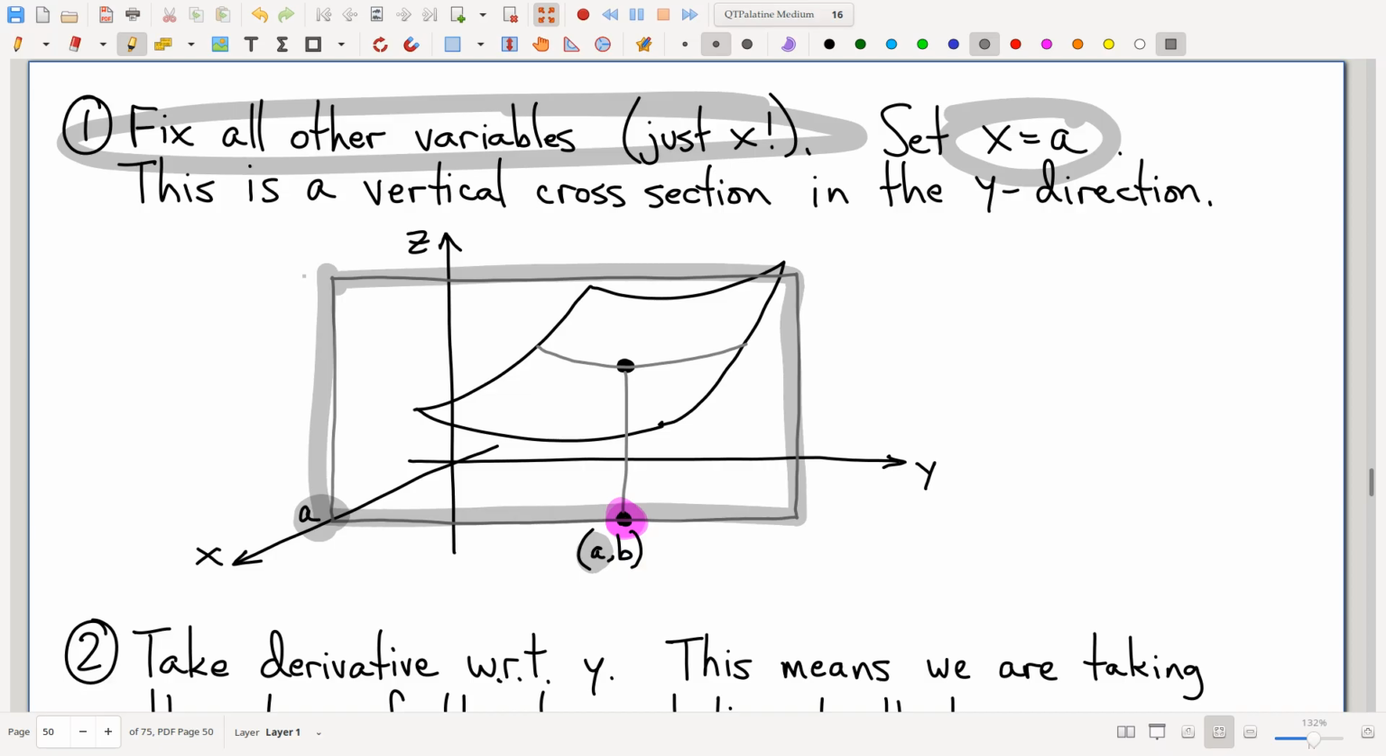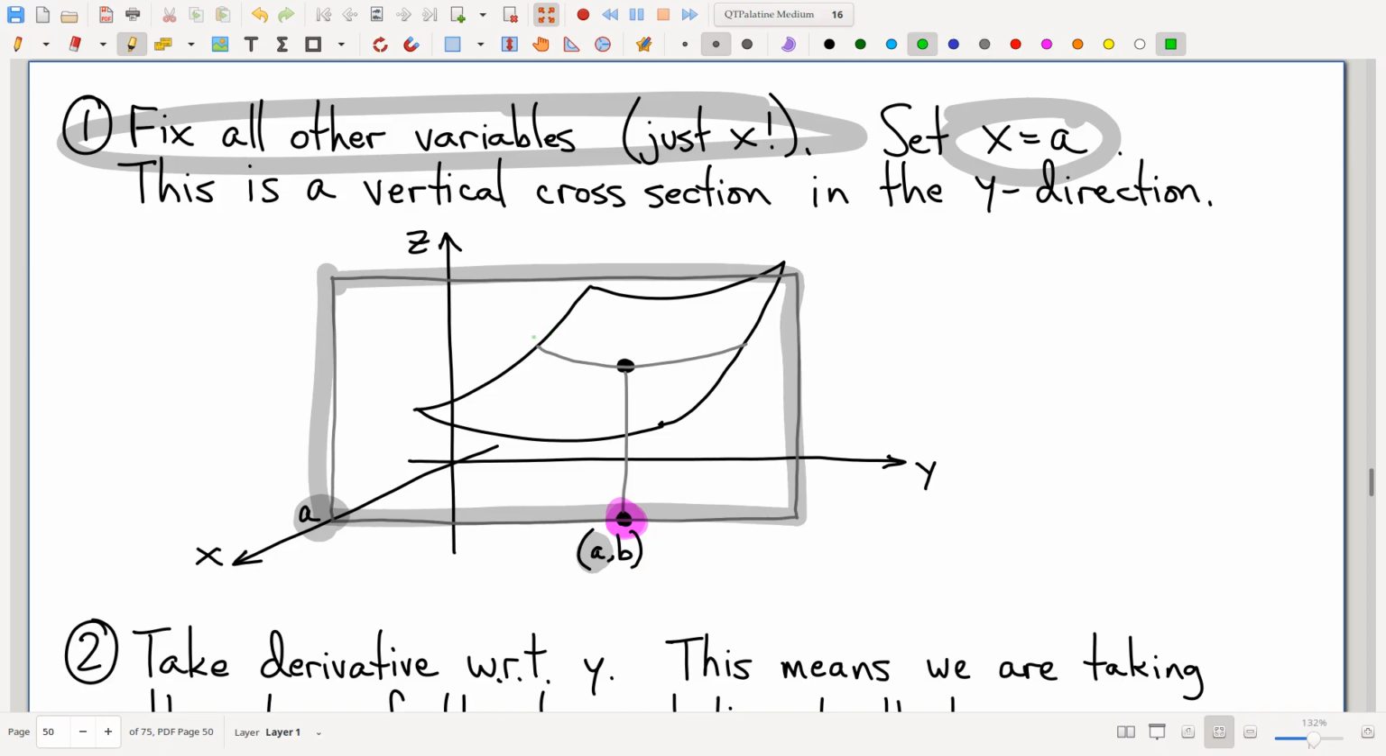The very first step is we're taking our graph, again, context of graphs, we're taking a vertical cross-section representing a constant value of a. Is that cool? Let me say that a little bit differently. We're taking a vertical cross-section perpendicular to the x-axis. Let me say that a little bit differently. We're taking a vertical cross-section parallel to the y-axis. Okay, cool.